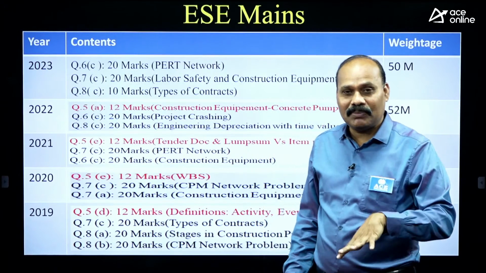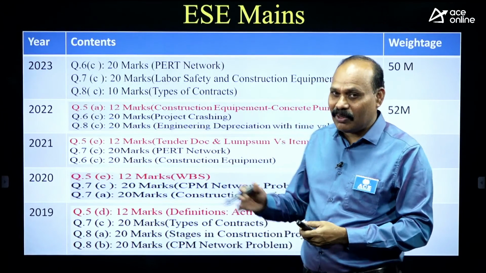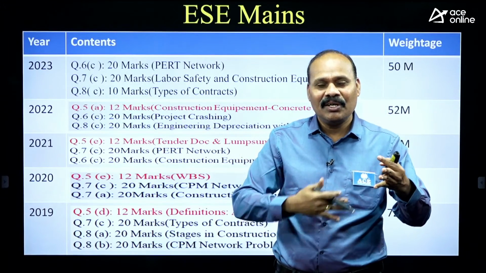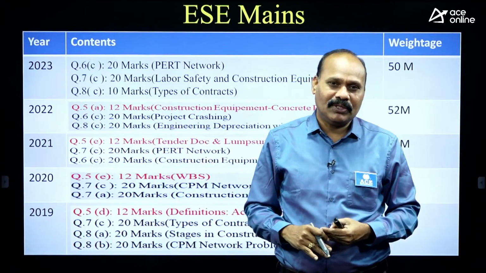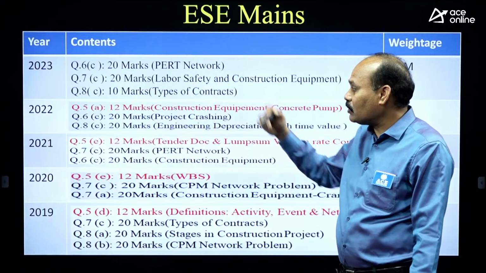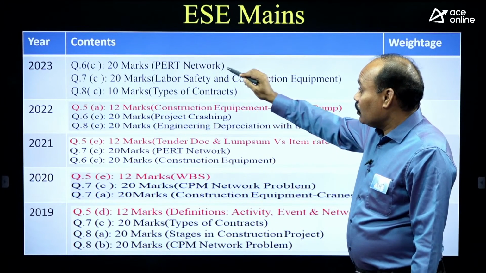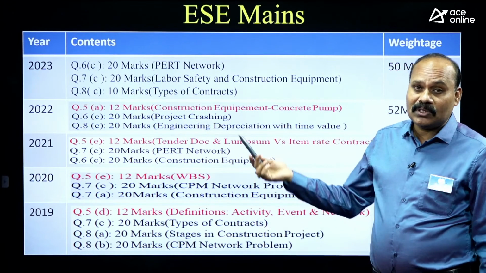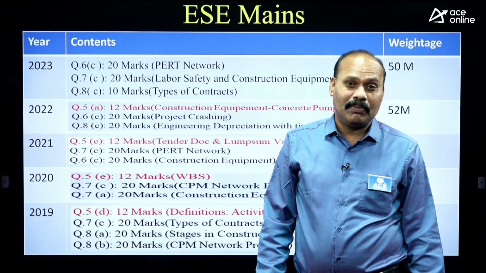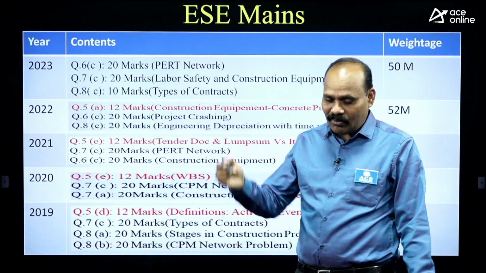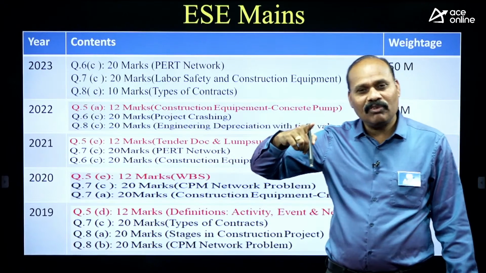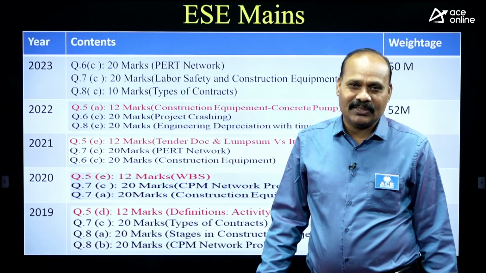Suppose you complete this subject, there is an advantage. Even mains you can complete a few topics, quite interesting, and it may be useful for both sides. For ESE mains also, if you complete CPM and PET, you'll get 20 marks from the PET network, and that was a simple question. The same question you can expect for 2 marks in the GATE paper. So what is the beauty here? In the GATE paper, it is a 2 marks question. That question will become 20 marks in ESE mains.